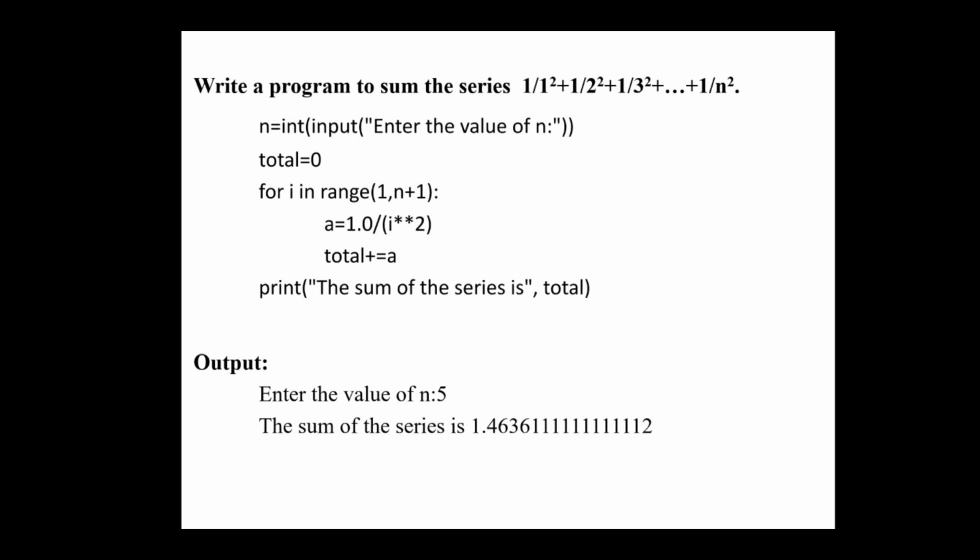Next, total += a, that means total = total + a. Now it adds each term to the running total. And after the loop finishes, total contains the sum of the entire series, and the print statement gives the final sum. So it displays the final sum.